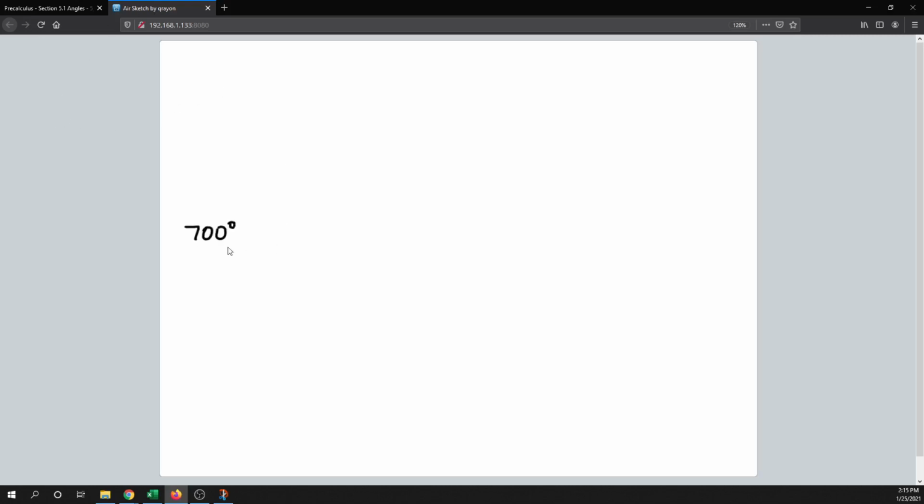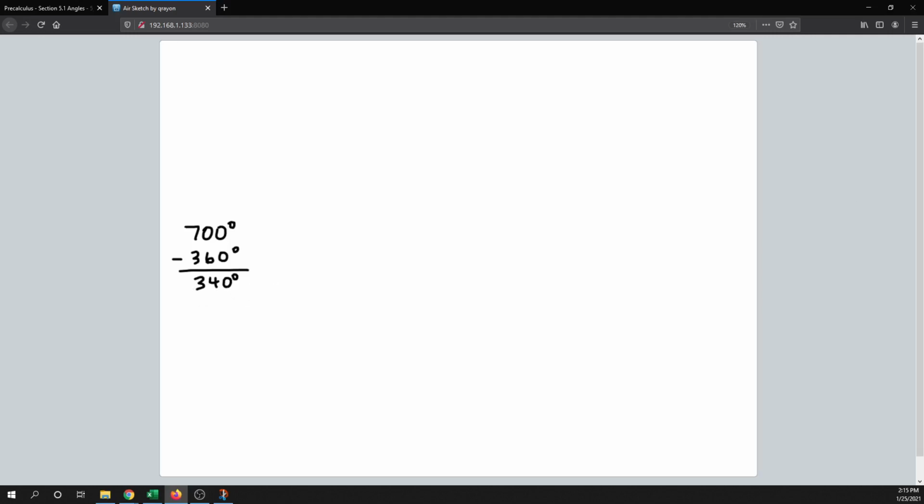So 700 is definitely not between 0 and 360. What you would do is subtract 360 from there, and that comes out to be 340. Then check: is 340 in between 0 and 360? The answer is yes, it is. So the answer that we're looking for here is 340.